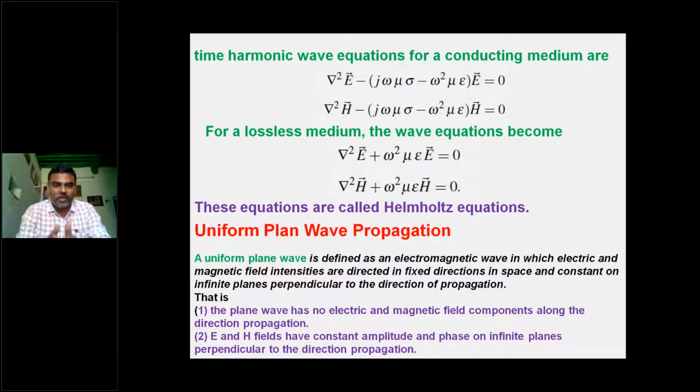Here, uniform plane wave means that the plane wave has no electric and magnetic field components along the direction of propagation, and the E and H fields have constant amplitude and phase on infinite planes perpendicular to the direction of propagation. That means constant characteristics of E and H in the plane perpendicular to the direction of propagation.